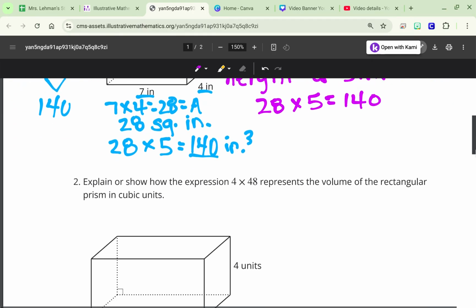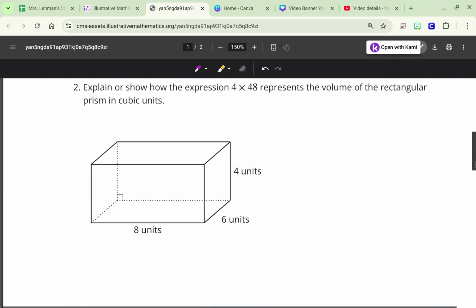Let's go down and take a look at number 2, which is remarkably different because we're really not reporting the volume. Listen to the question and ask yourself, what is my job? Number 2 says, explain or show how the expression 4 times 48 represents the volume of the rectangular prism in cubic units. So if you jump right into this problem and report the volume answer as a number, you're really not getting to the heart of this question.